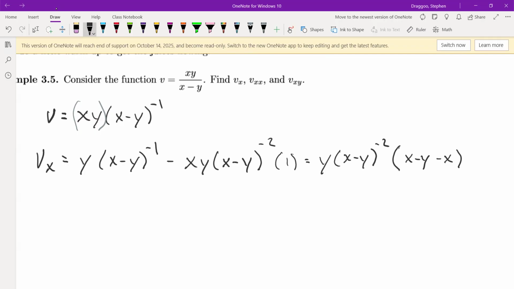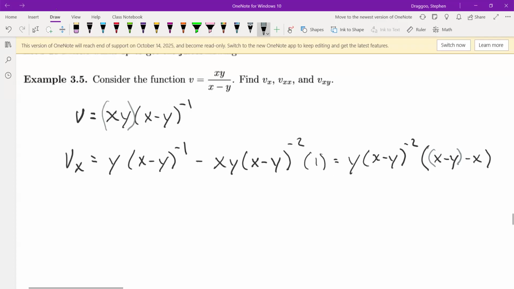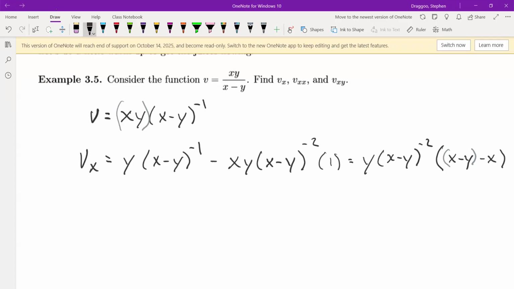All right, if I pull an (x minus y) to the negative 2 out of (x minus y) to the negative 1, there will be one (x minus y), positive 1, left over. So that, again, could simplify. Since that inside is just negative y, I'll call it negative y squared times (x minus y) to the negative 2.